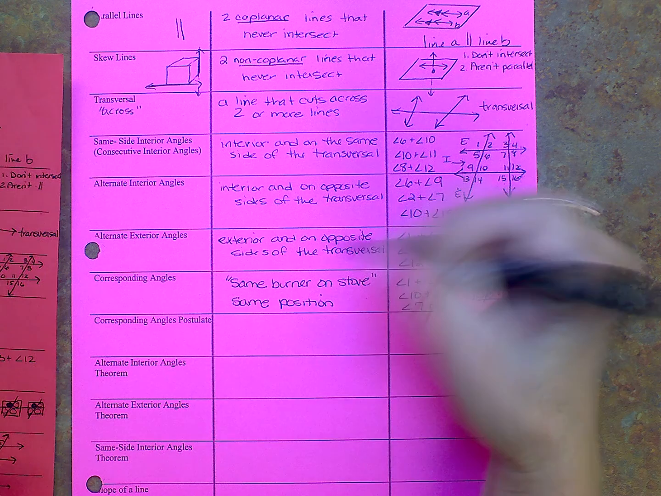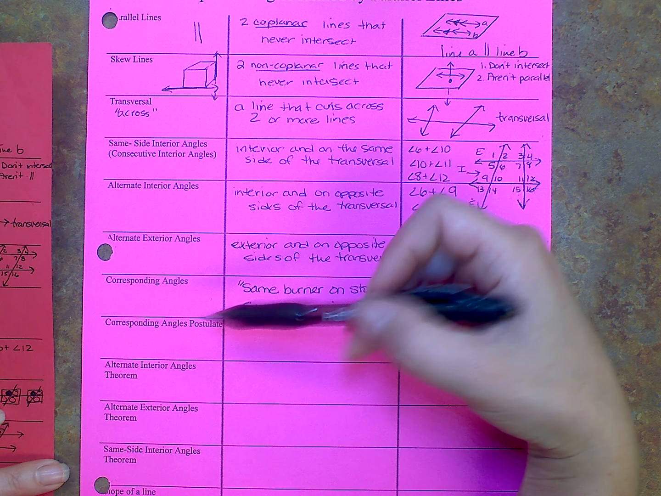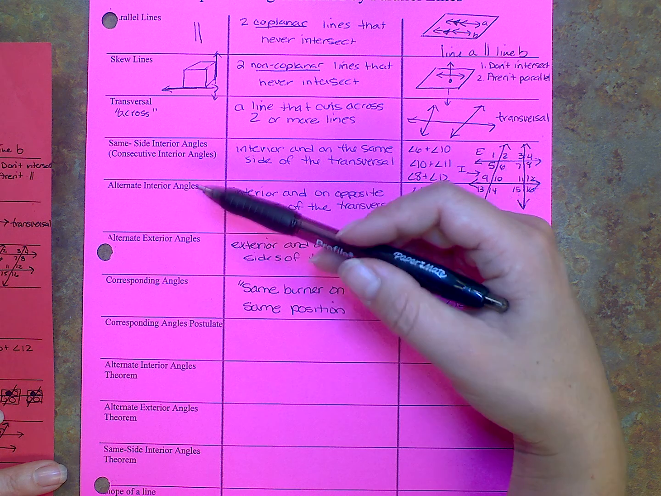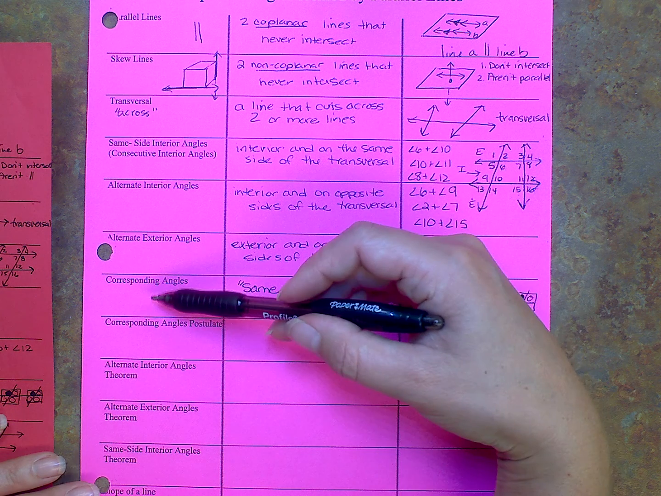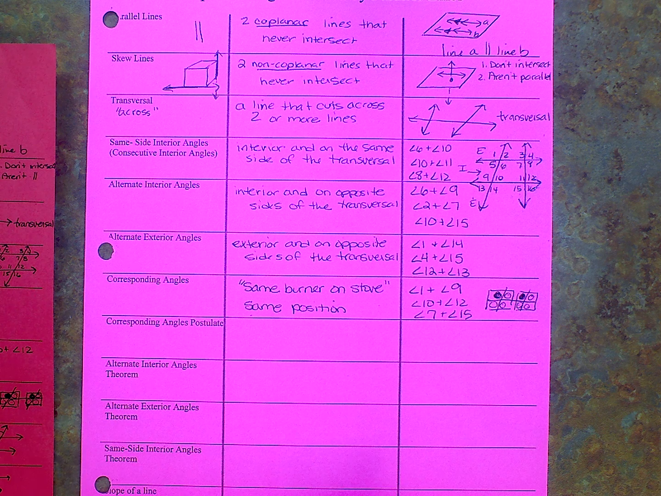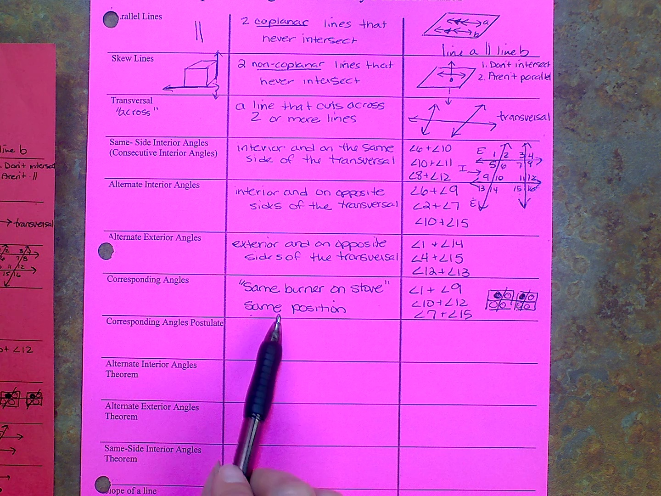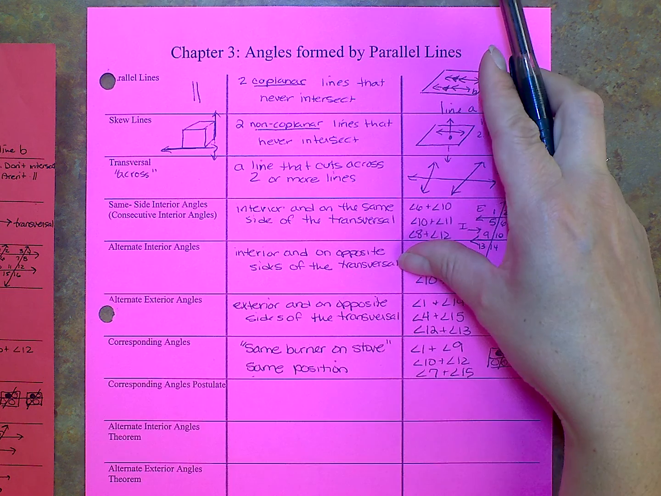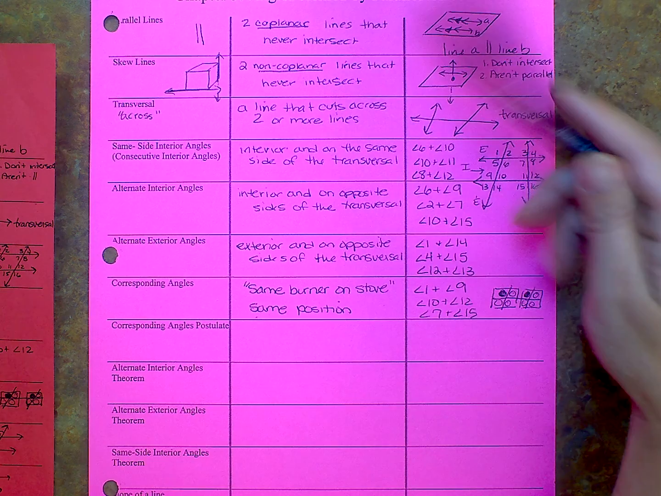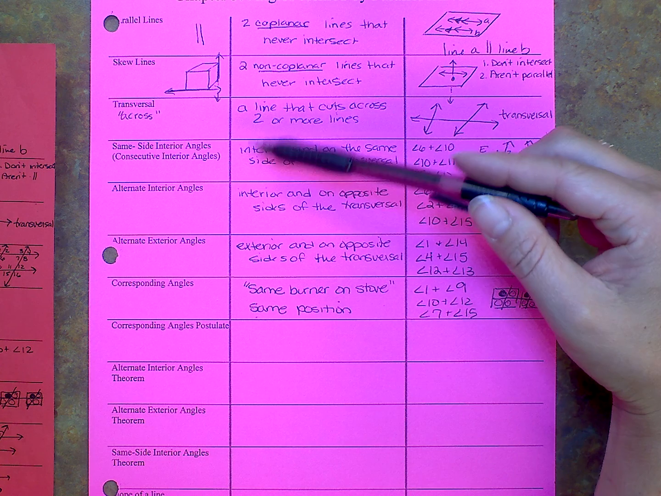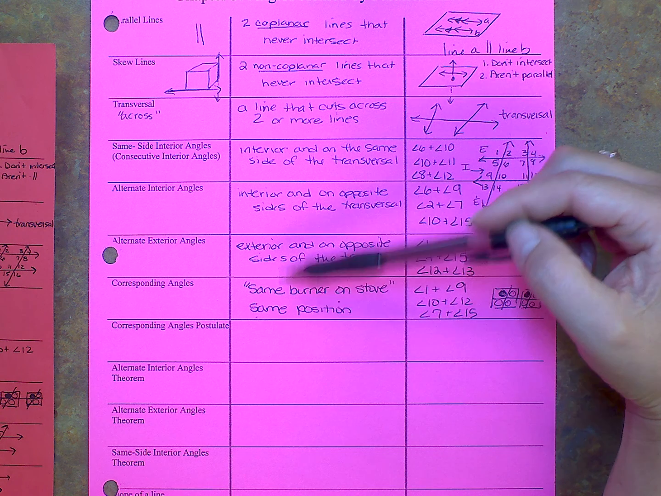So corresponding can often be the most challenging one because there are no words in corresponding that tell you where it is. So when you think of corresponding, you should be thinking same position, because we'll talk about other things that are corresponding throughout the year, and that will be the same idea. So you need to make sure you know these and you understand these and you have these memorized, because the whole entire chapter is based on these 4 angle types right here. And the quicker you get these memorized, the better.